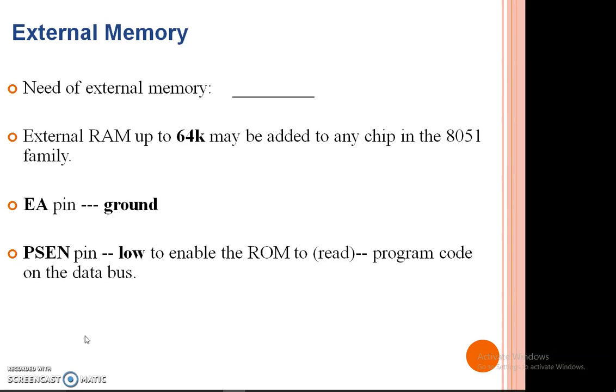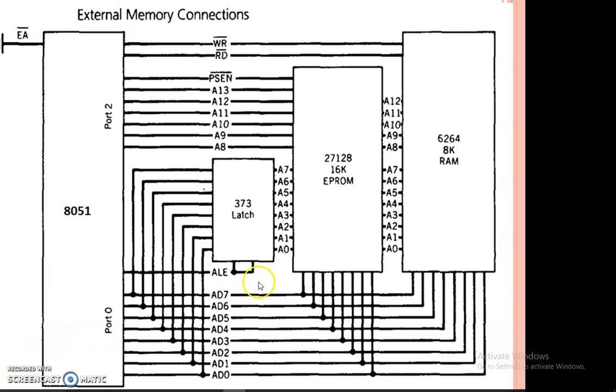So here port 0 is having a dual role, AD0 to AD7. So you have to get A0 to A7 from AD0 to AD7. That is called demultiplexing. With the help of latches you can get that. So look at this diagram.